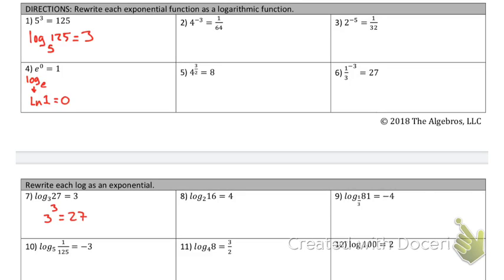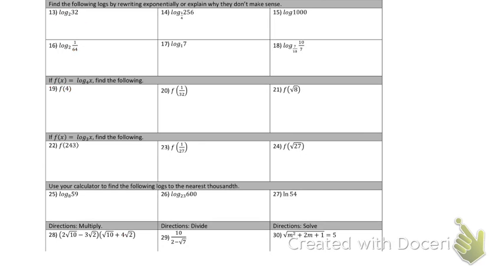Let's try number 11. My base is 4. My power is 3 over 2. All equal to 8. Okay. Let's skip on to the next page.